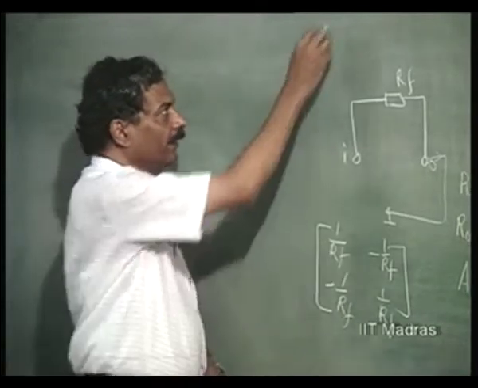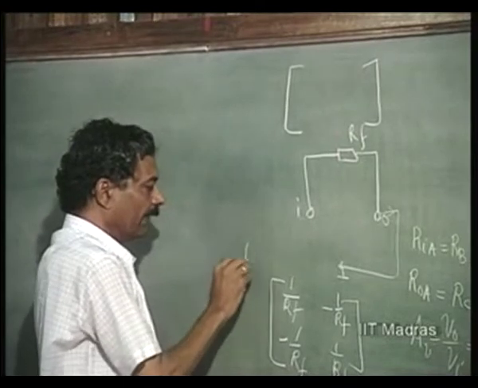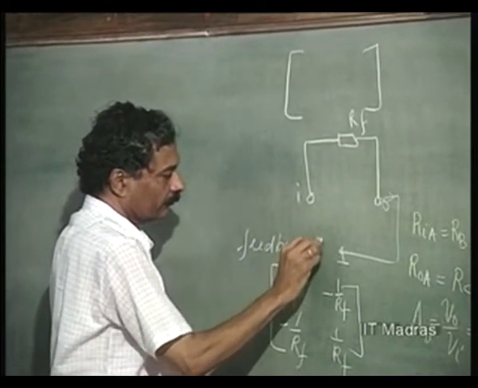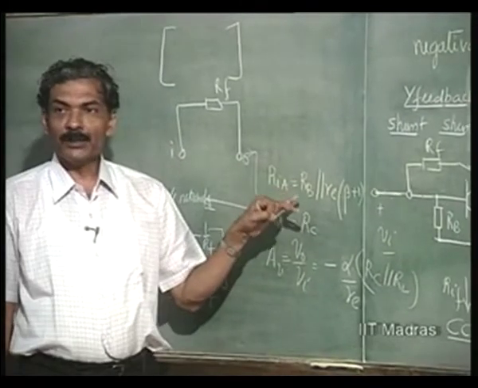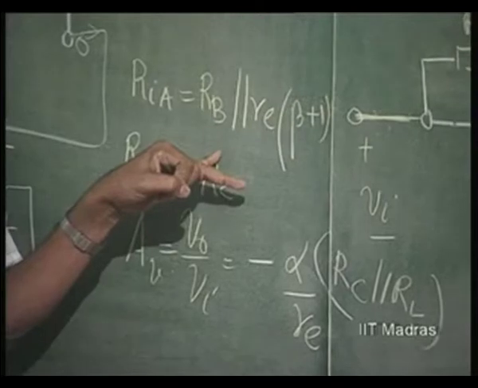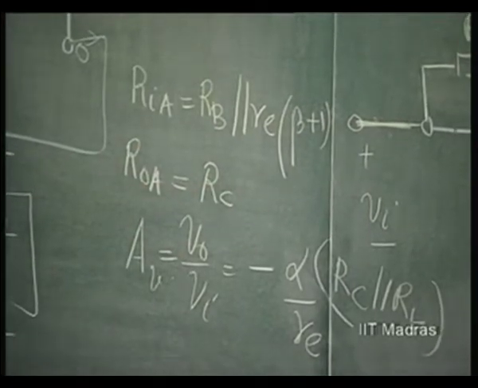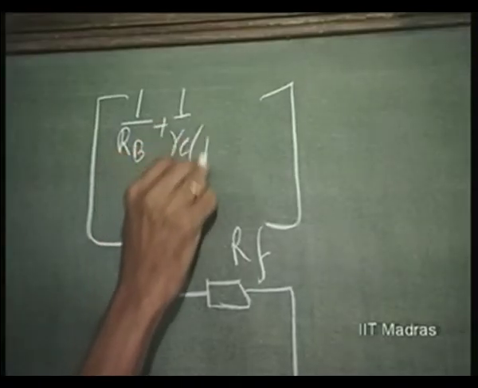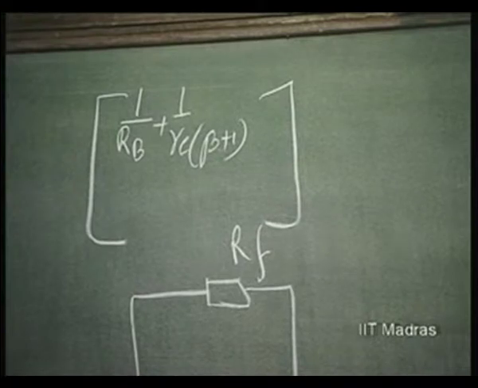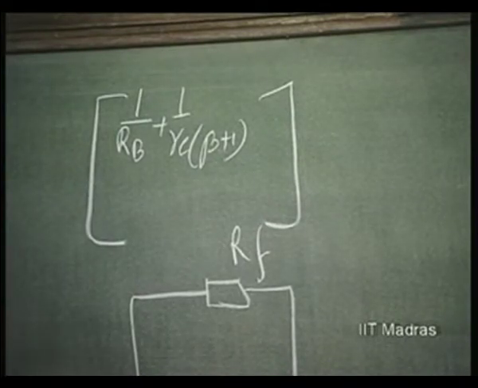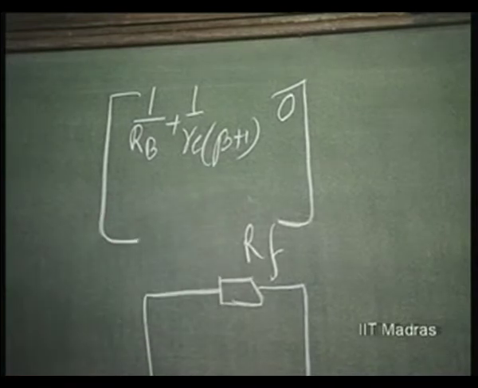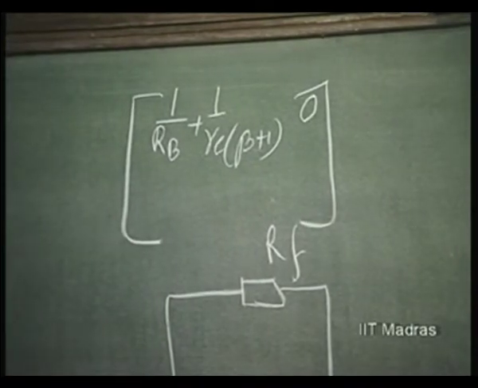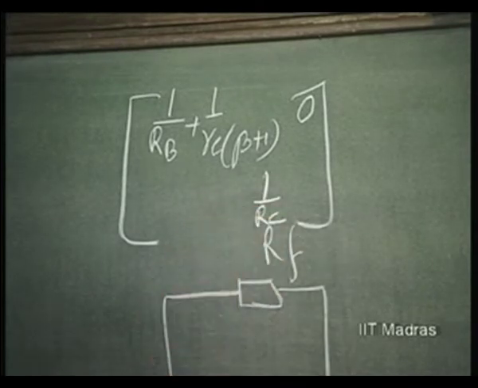This is for the feedback network. What is the Y parameter of the amplifier? Let us see. 1 over input impedance is the input admittance. So, 1 over RB plus 1 over RE into (beta plus 1) is the input admittance, right. We are assuming that Yr is 0, that is true. Then what is Yo? Nothing but 1 over RC.